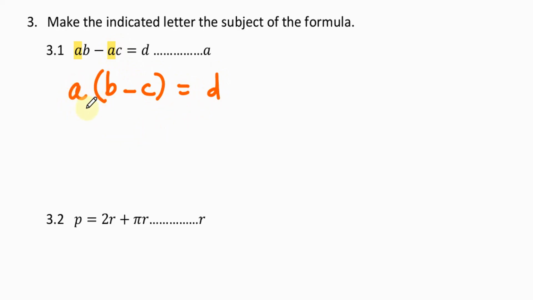We want a to be alone on the left-hand side, so we want to get rid of these brackets here. And brackets mean multiplication. So on the left-hand side, we are multiplying by b minus c. So to get rid of it, we do the opposite on the right-hand side and divide by b minus c.